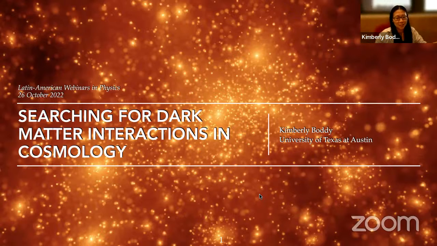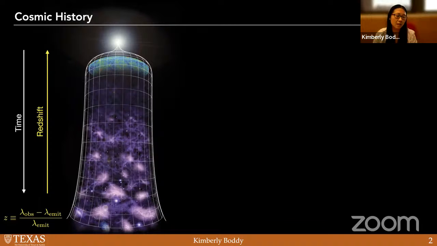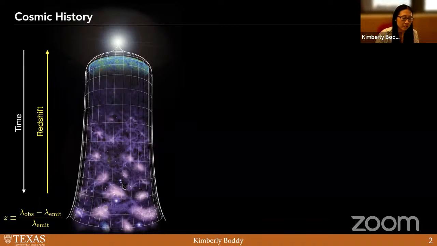So today's topic is going to be about searching for dark matter interactions in cosmology, specifically non-gravitational interactions. We want to understand what this dark matter could be, and so these are a few ways of how to go about that. So to begin with, let's look at this schematic diagram of what the cosmic history of the universe looks like. So here's the universe, and so time is running down.